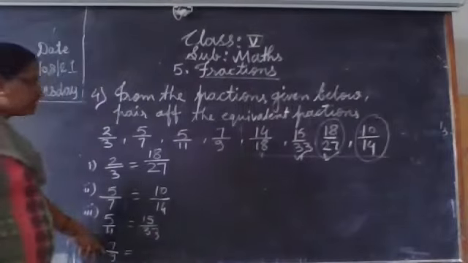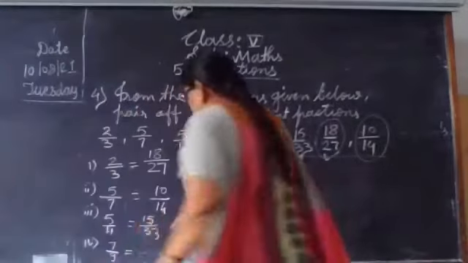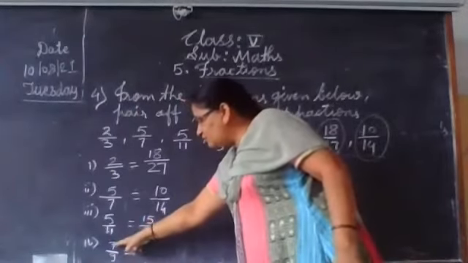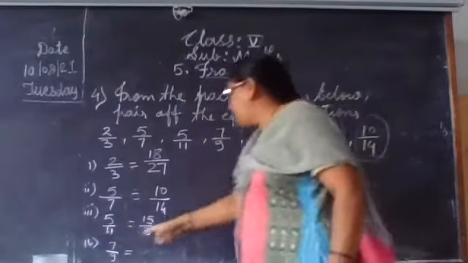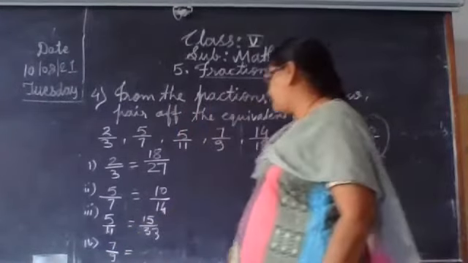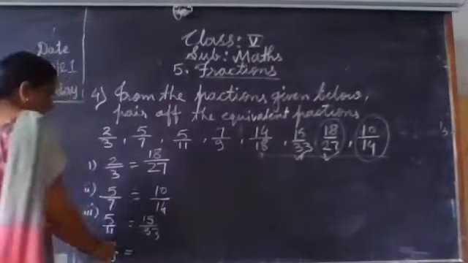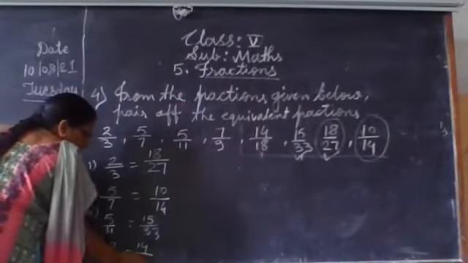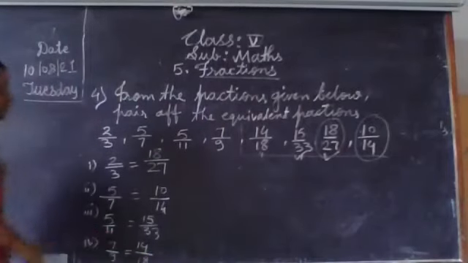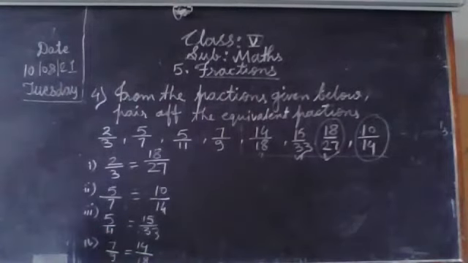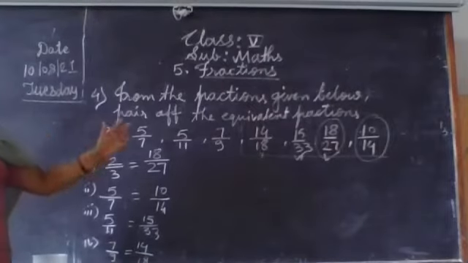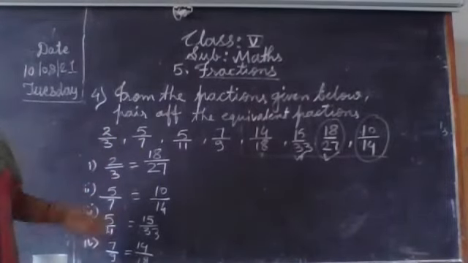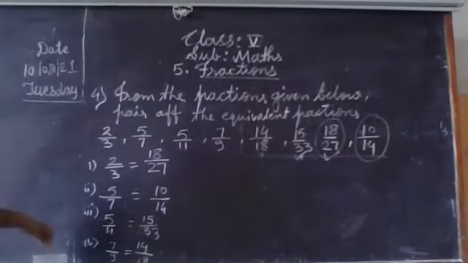Now 7 upon 9 is left. So multiply this 7 upon 9 by 2. 7 2s are 14 and 9 2s are 18. So it is 14 upon 18. Okay, so in this way, beta, you can choose the equivalent pair. Got it, beta? Now let us see one more example.